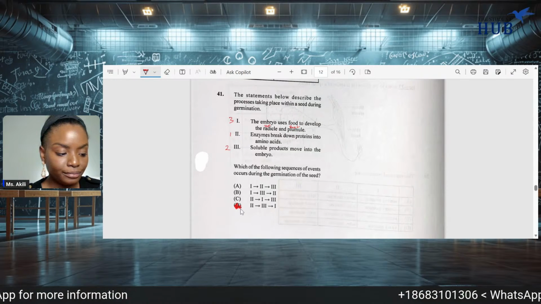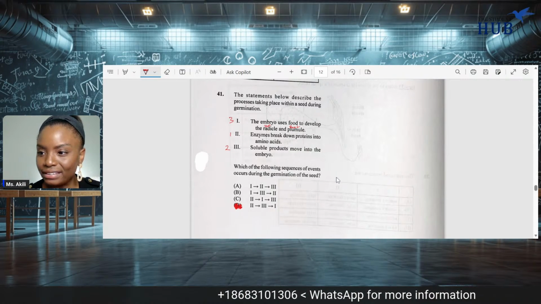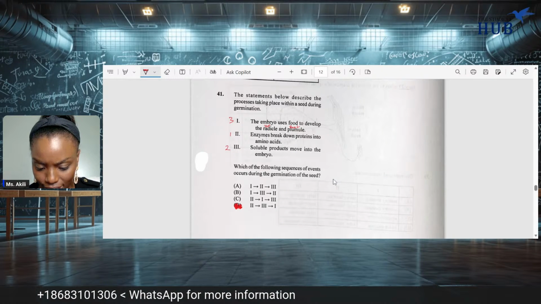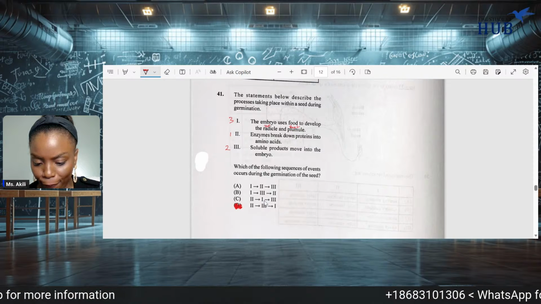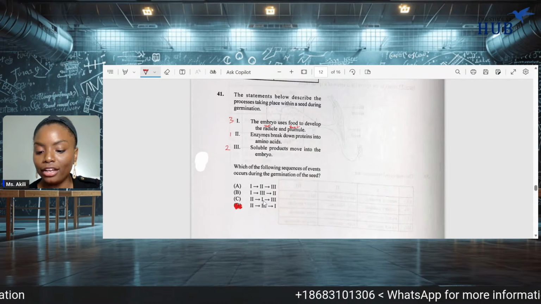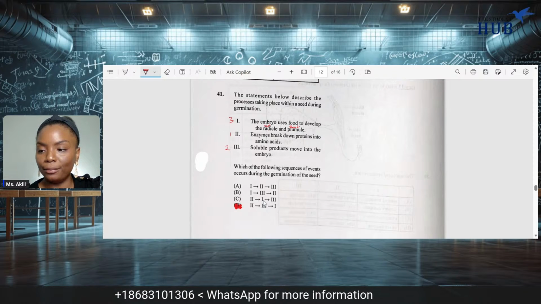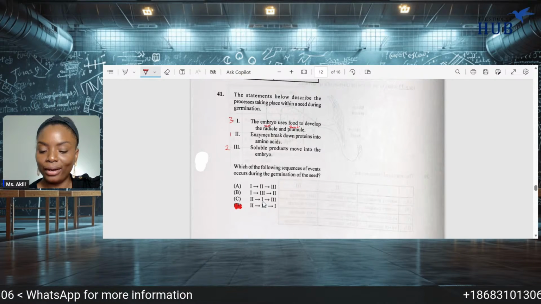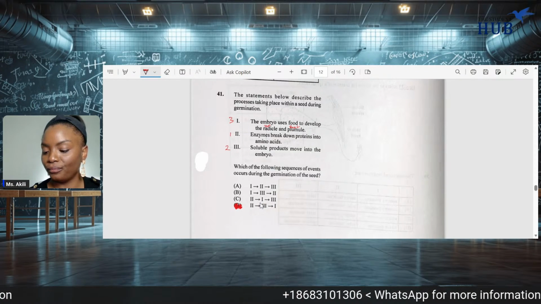Why is in the chat? I've seen a lot of C in the chat. Let's see what he's saying. 2, the enzymes break down the amino acids, right? But how can it make use of the food before it moves into the embryo? Right? So it's 2, then 3, then 1.